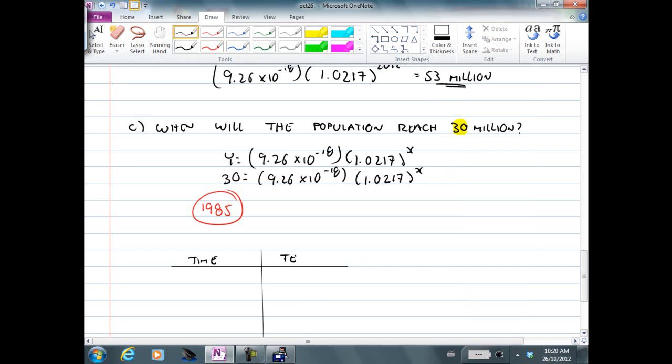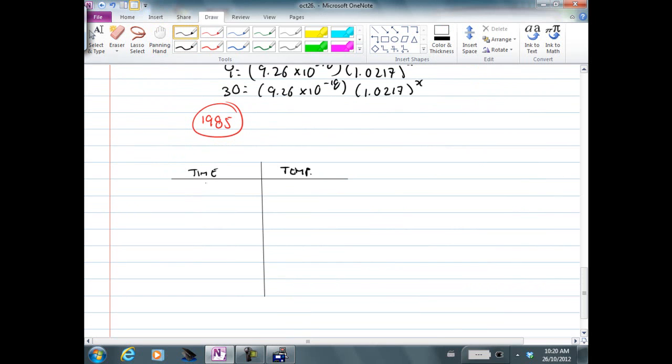Time, temperature. Time: 0, 5, 10, 20, 30, 40. Temperature: 80, 69, 61, 45, 34, 26. Rough sketch, rough work. My question to you is this. I want you to A, do an exponential regression.